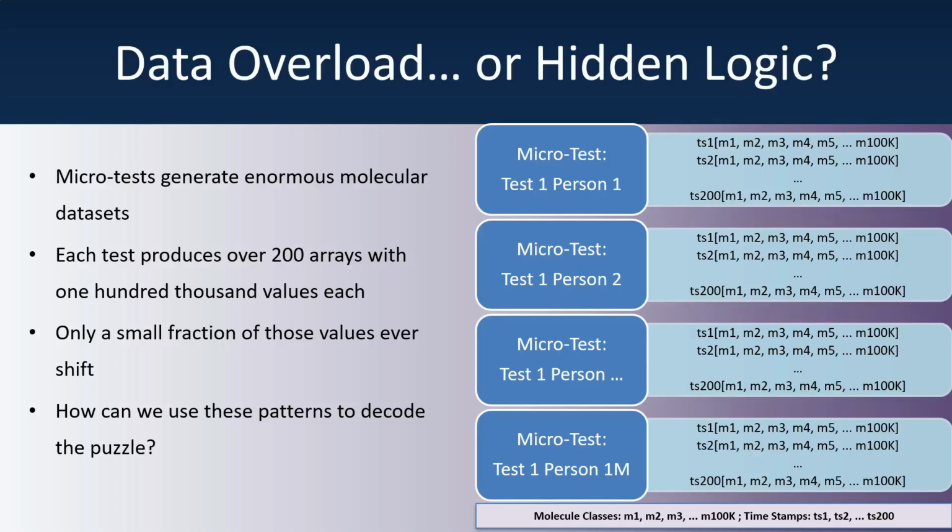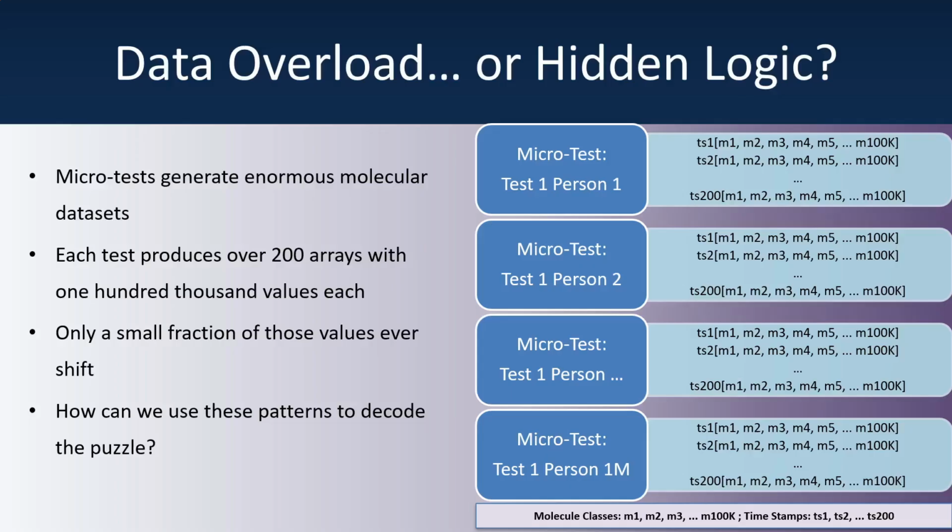Each micro-test gives us a massive molecular map, a readout of about 100,000 molecular counts, all captured as a long array of numbers. Only some of those molecules shift in response to the test. The rest stay at normal background levels. At 4 arrays per hour over several days, that becomes hundreds of arrays per microtest. Across the global pool, it grows into hundreds of millions of arrays.